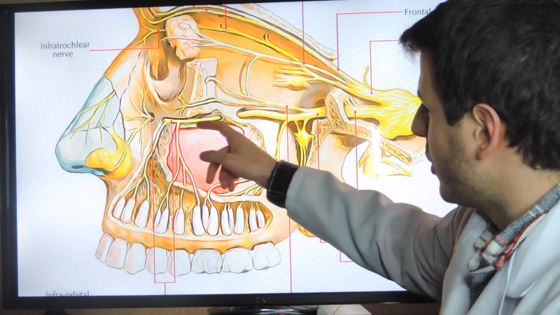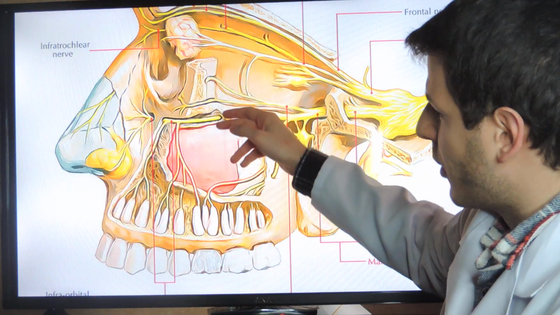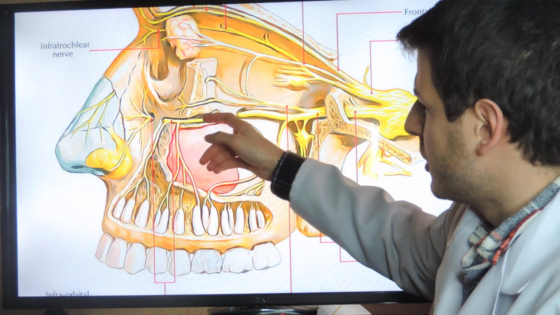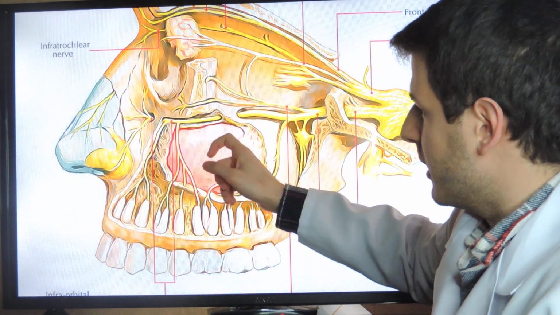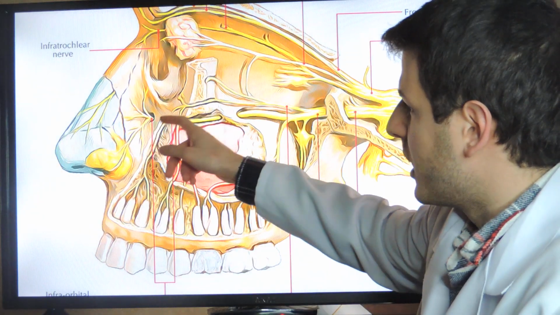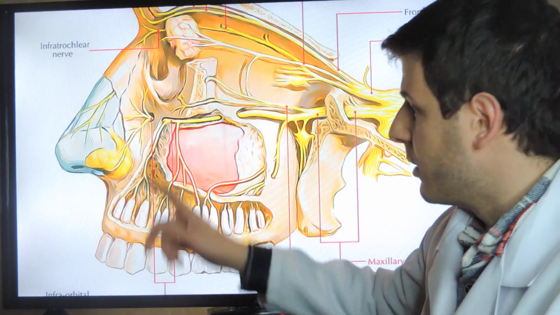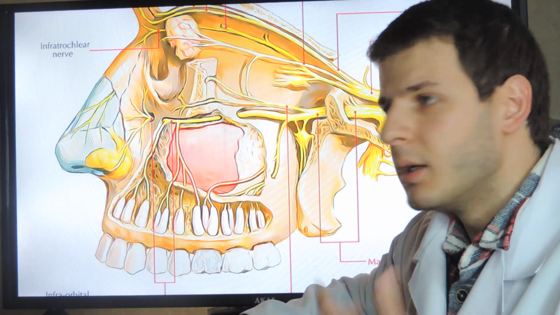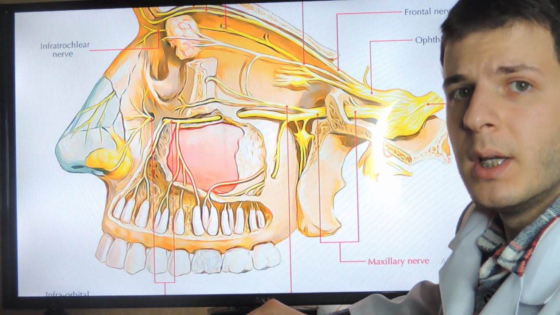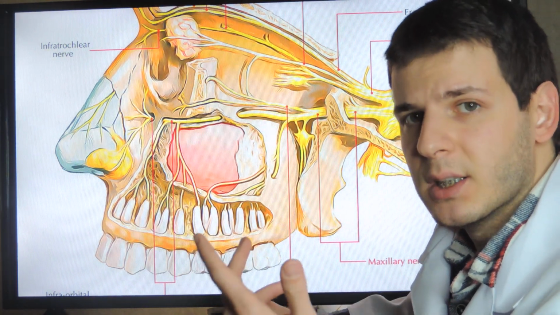It runs along the floor of the orbit in the infraorbital groove and then enters into the infraorbital canal. And finally it appears on the face through the infraorbital foramen. Hence it is called the infraorbital nerve, and is a continuation of the maxillary nerve.